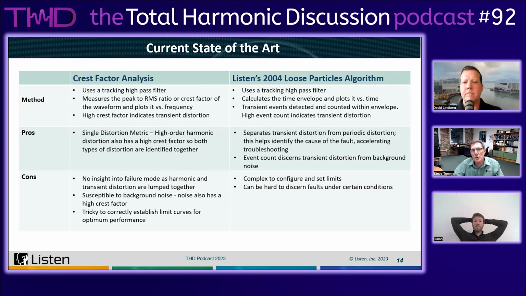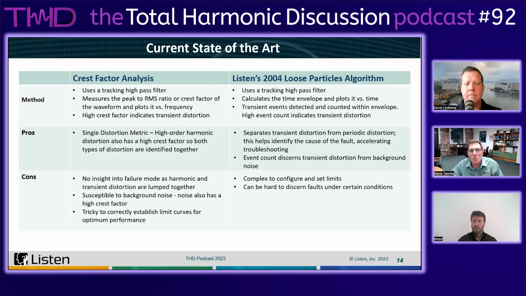We're still going to use our tracking high pass filter and capture whatever you want to call the crud, the distortion and the noise. But instead of plotting it versus frequency, we're going to plot it versus time and take the time envelope. The reason we take the time envelope is we need to look at it not like an oscilloscope, but as, for example, dB SPL, so that we can set limits.